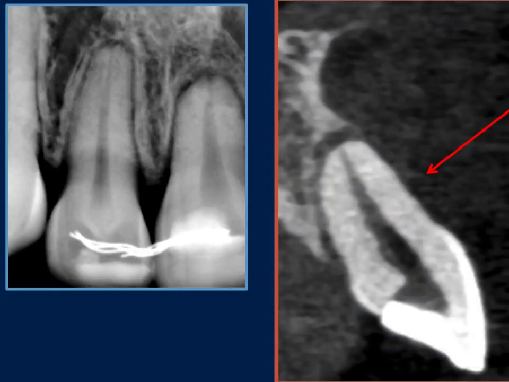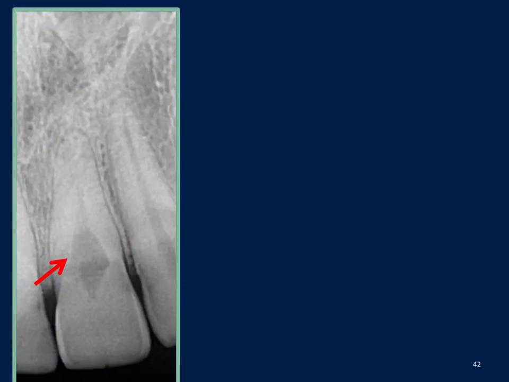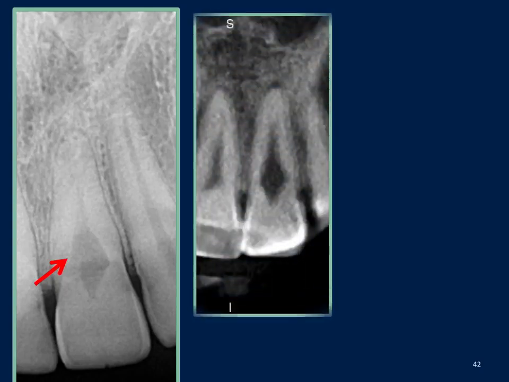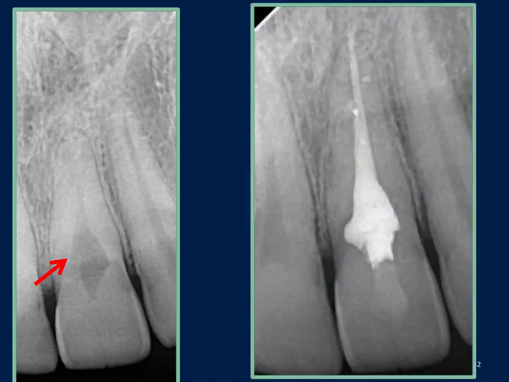So let's see another usage of cone beam. Cone beam will provide information about external and internal resorptive defect. Nowadays, I could not imagine making a diagnosis for such resorption without the cone beam. Is it internal or external? And why do we have to know internal or external? Because if it is internal, I go for conventional root canal treatment. If it is external, I have to use MTA to repair the defects. So here we have to verify this is internal resorption. So I will just use gutta-percha and sealer to fill the whole space.